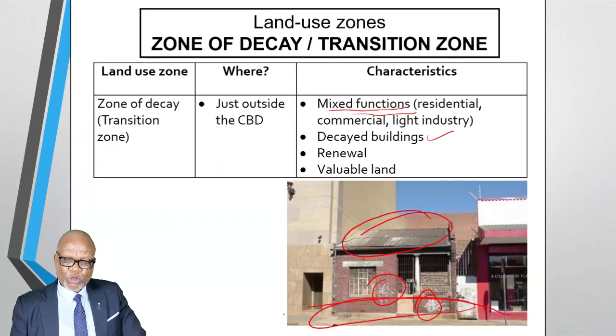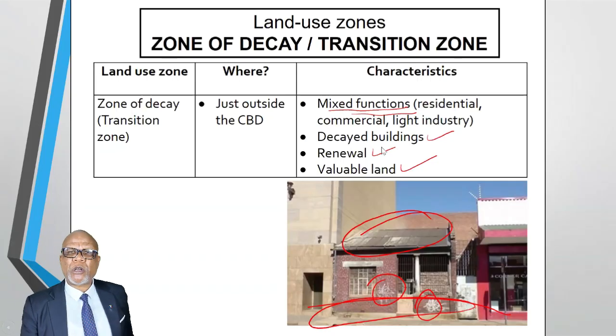But this is what we call transition zone or zone of decay. So this is where most of urban renewal takes place. That is where most of the urban renewal, improvement of urban area must take place. And the land here is still valuable.